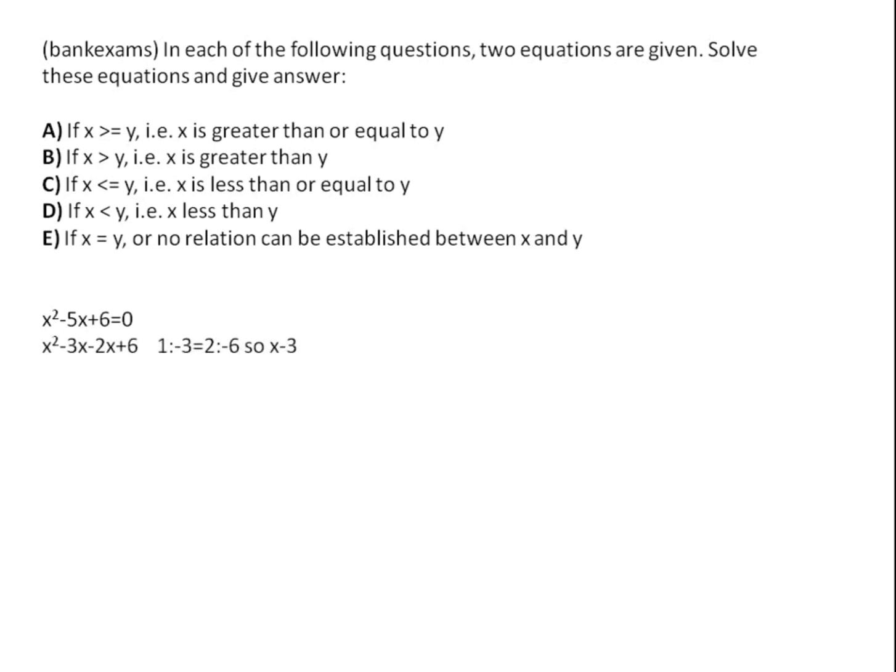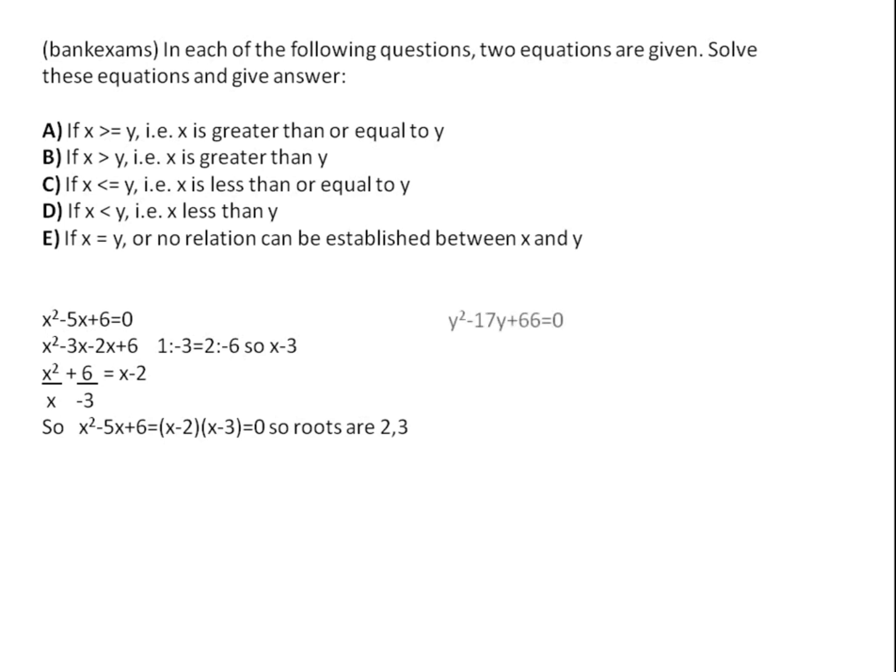We are solving it in our method. So x square minus 3x, I wrote minus 5x as minus 3x and minus 2x, so that the ratio 1 is to minus 3 is the same for both the terms. So our first term is x minus 3. And then I am going to divide x square and 6 by x and minus 3. So I got the second term x minus 2. So here the values of x are 2 and 3.